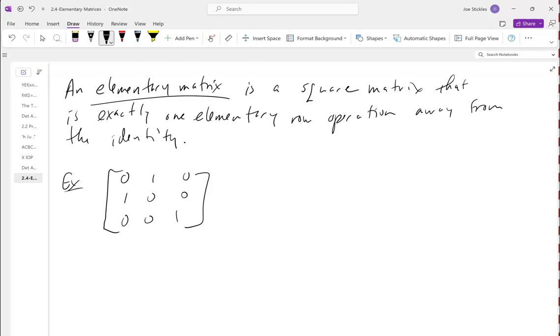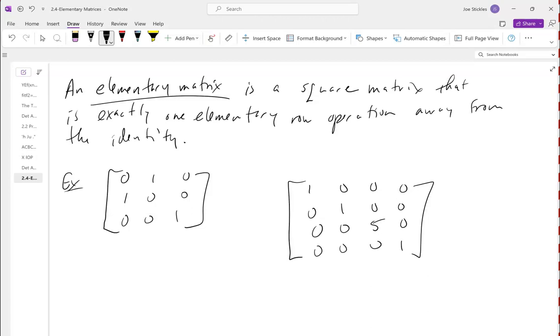Or if you had 1 0 0, 0 0 0, 5 0 0, 0 1, what do we do there? Yeah, multiply row three by five, right? Again, one step. If you had another constant here, then that's not an elementary matrix anymore, because you would have done two row operations at that point, right?